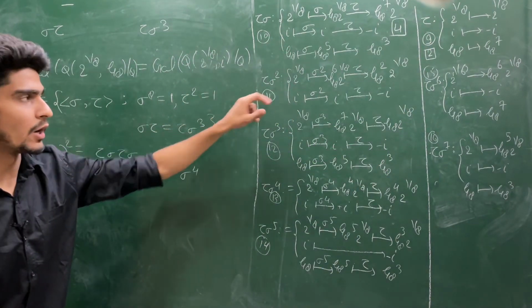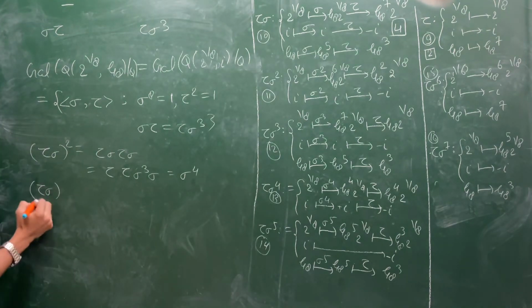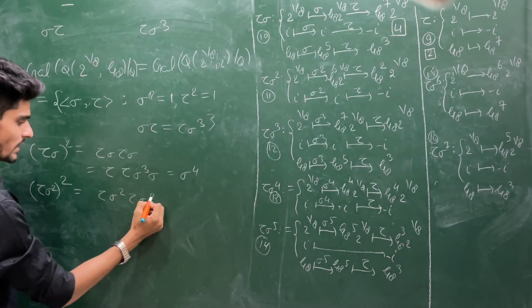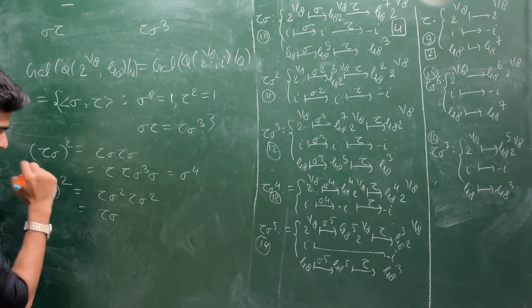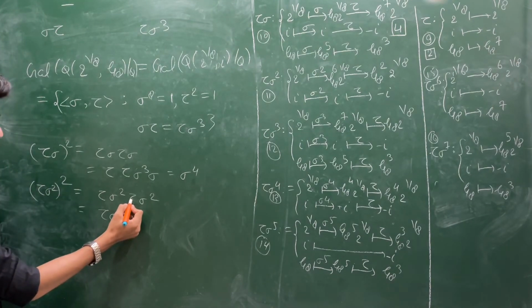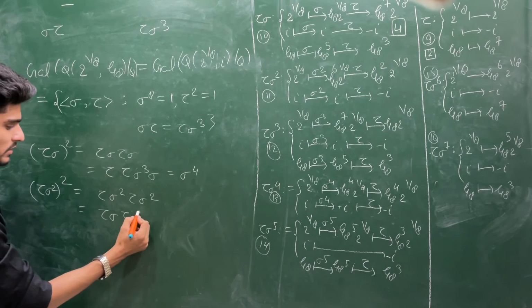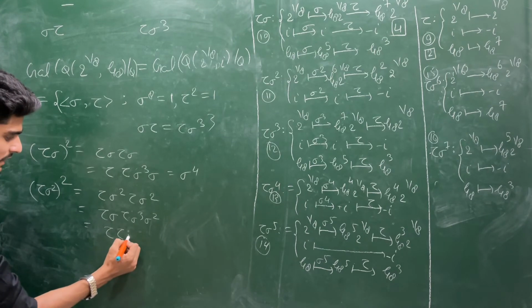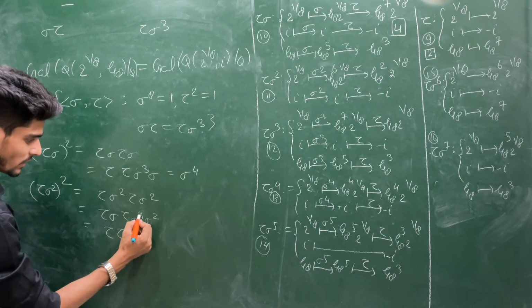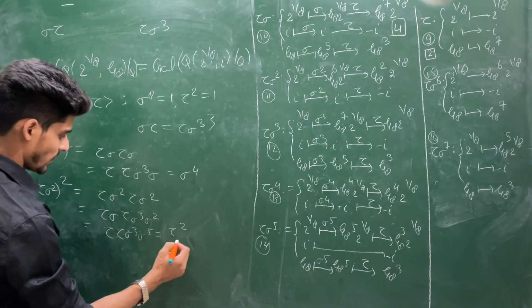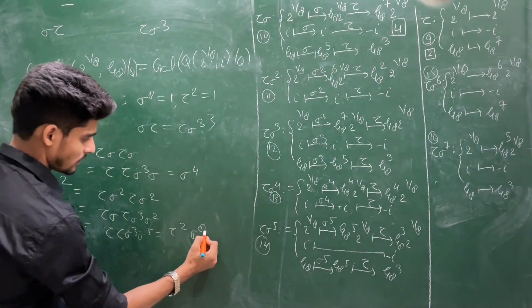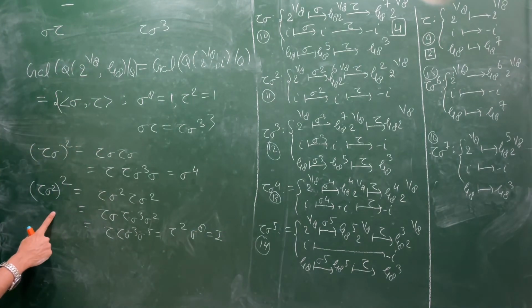Similarly, if you find the order of tau sigma square, and you square it, you will have tau sigma square tau sigma square. But sigma square tau is the same as tau sigma cube sigma square. Hence you are having tau sigma tau, which is the same as tau sigma cube. So this is tau sigma 5, this is tau square, which is identity, and this is sigma to the power 8, which is identity. So this tau sigma square is an element of order 2.